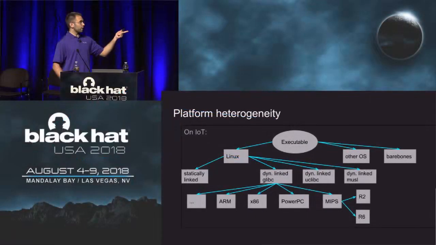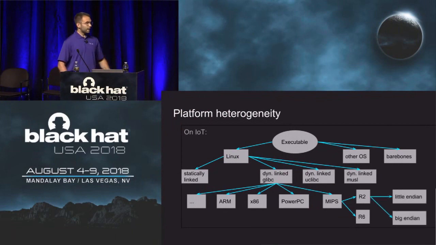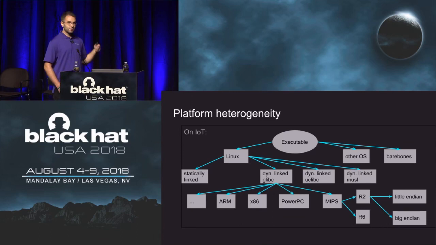And inside one of those architectures, you can have MIPS revision 2 and revision 6, which are mutually incompatible. So again, you need one image per revision, and you cannot run a binary for one revision on the other. And because this is not enough, there's also endianness. So the binary can be little endian or big endian, and you need, again, a new image for both of them.